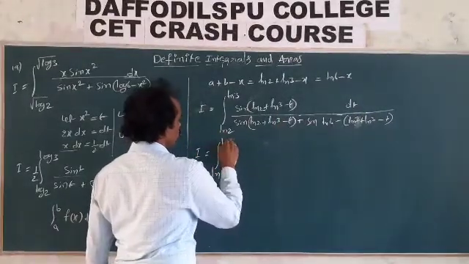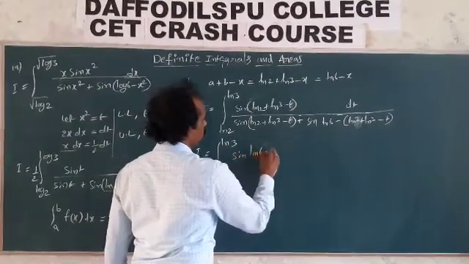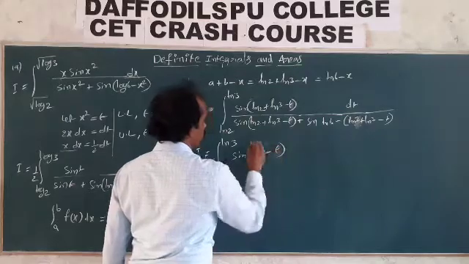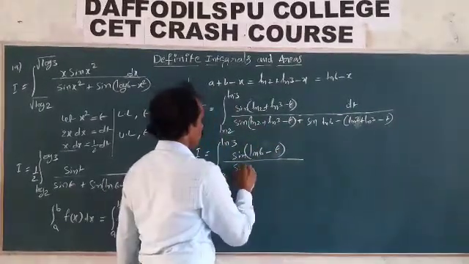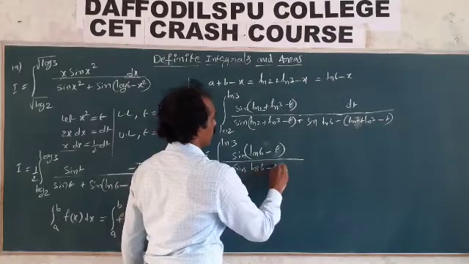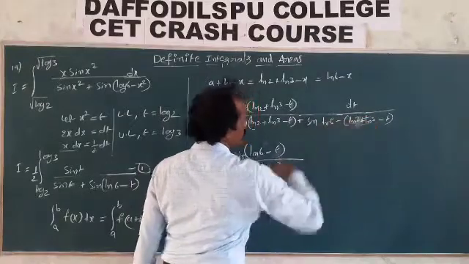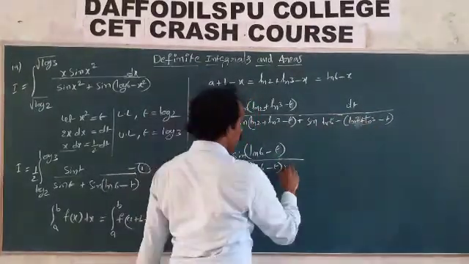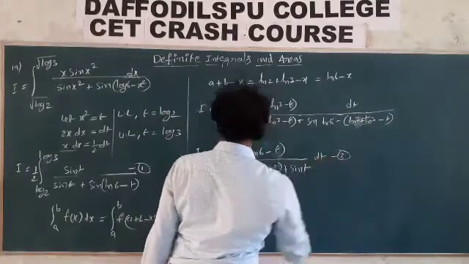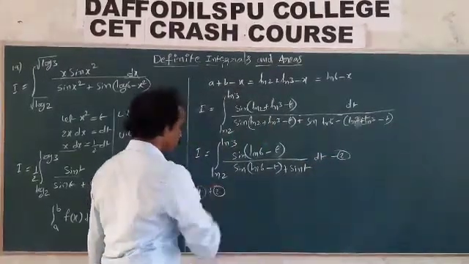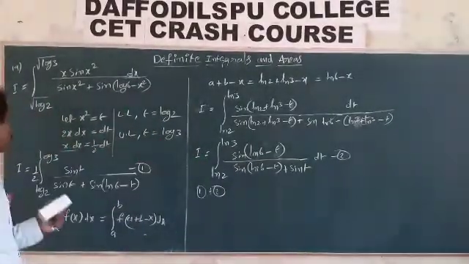So I is equal to the integral from ln 2 to ln 3 of sin of (ln 6 minus t) over sin of (ln 6 minus t) plus sin t, dt. This is equation number 2. Add 1 plus 2: I plus I is equal to 2I.